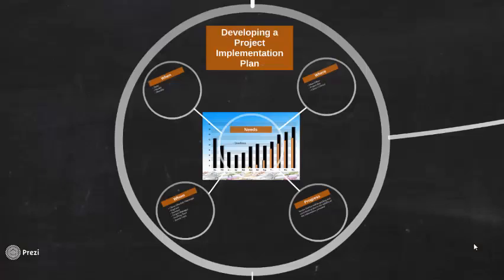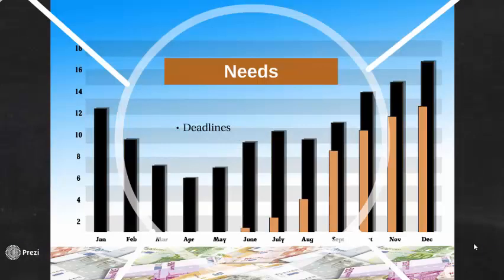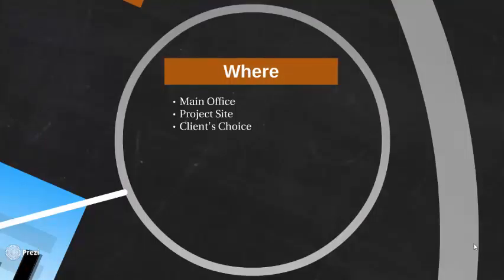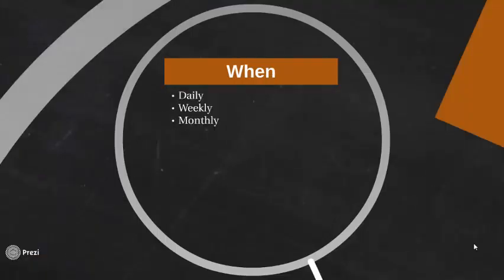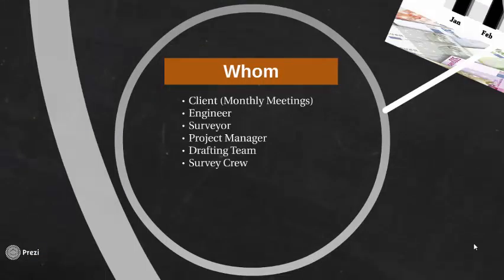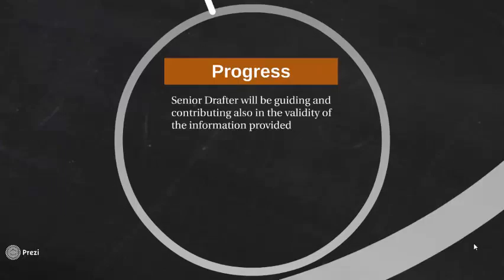Developing a project implementation plan. The needs for this project will be to focus on deadline. Where will the main meetings be held? The main office, the project site, wherever the client's choice. When? Daily, weekly, and monthly. By whom? The client, usually monthly meetings, the engineer, surveyor, project manager, drafting team, and survey crew. Progress. The senior drafter will be guiding and contributing also in the validity of the information provided.